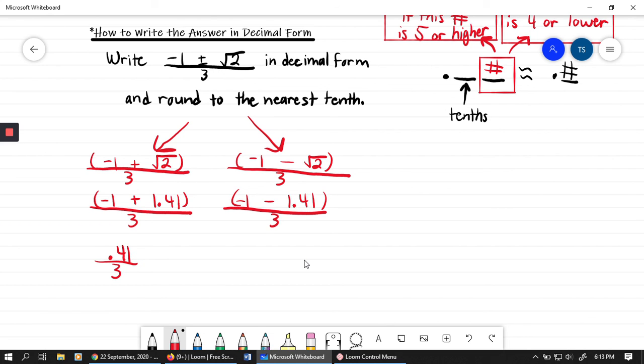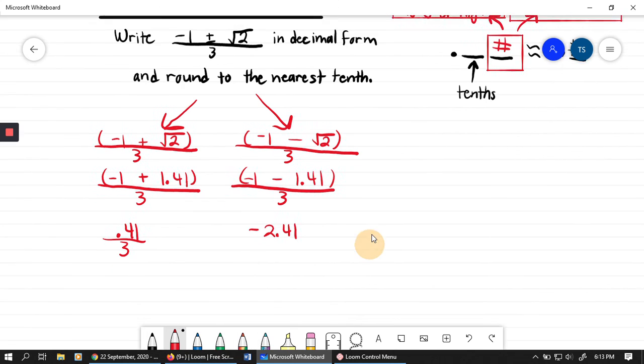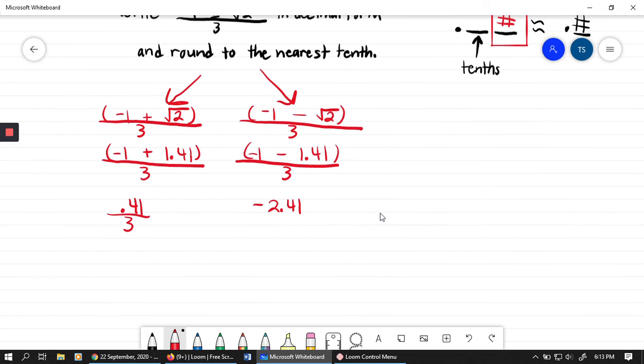So here you've got 0.41 divided by 3, and then over here, when you simplify the top of the fraction, you get -1 minus 1.41. That is -2.41. Again, I don't have a calculator in front of me, but I can tell you that when you divide 0.41 by 3, you get something close to 0.14.